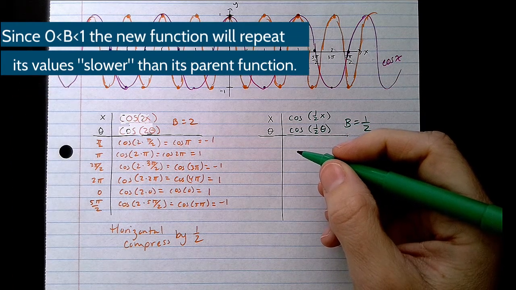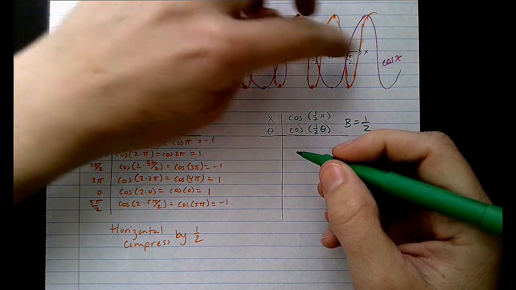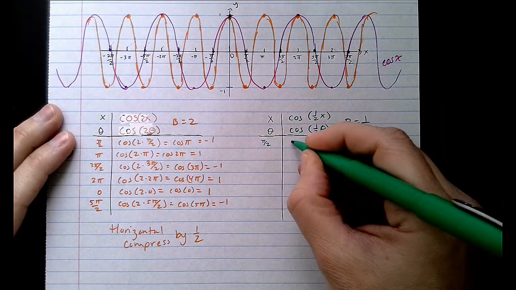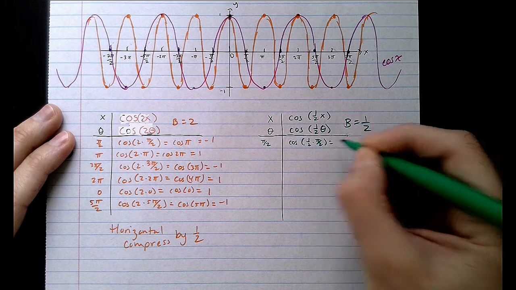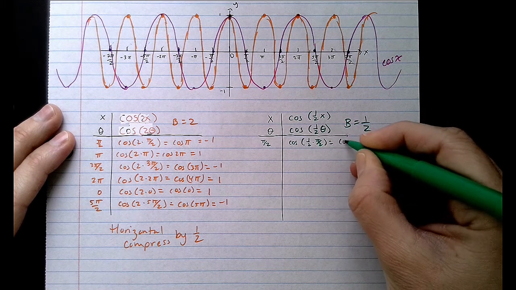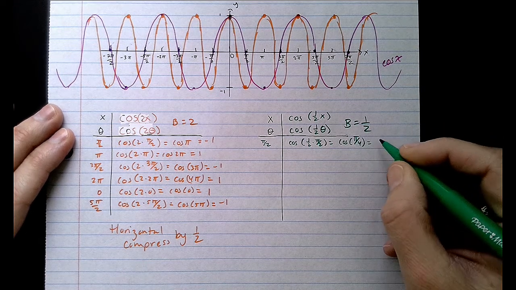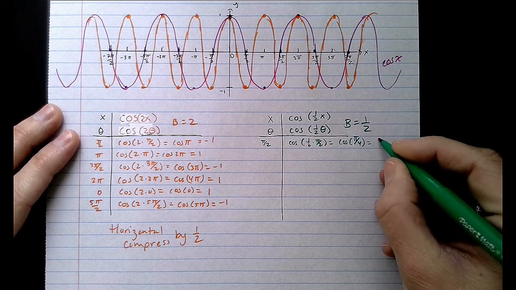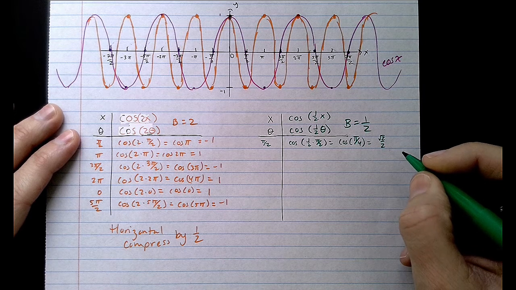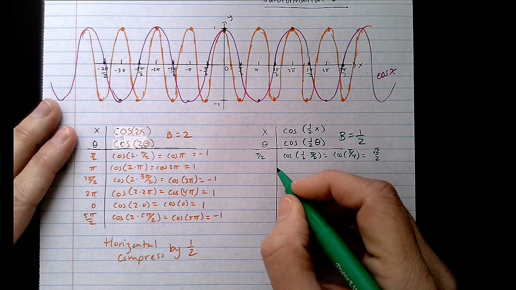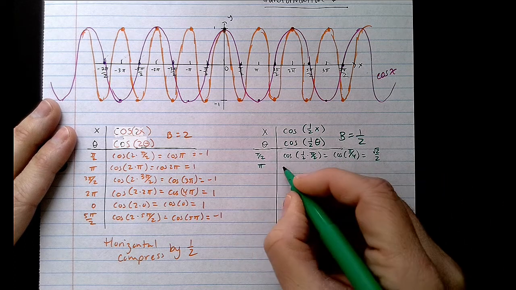Again, let's start with pi over 2, and then we'll look for patterns and adjust our table as needed. Okay, so you're doing 1/2 times pi over 2, which means you're really doing cosine of pi over 4. Well, pi over 4, cosine, that's root 2 over 2. Alright, so that's going to have to be an approximation. We'll come back to that. Let's see if we can find some easier values to graph.